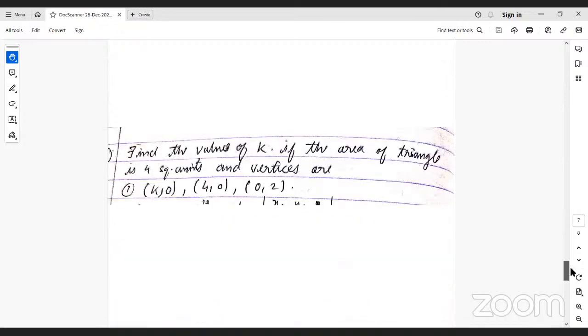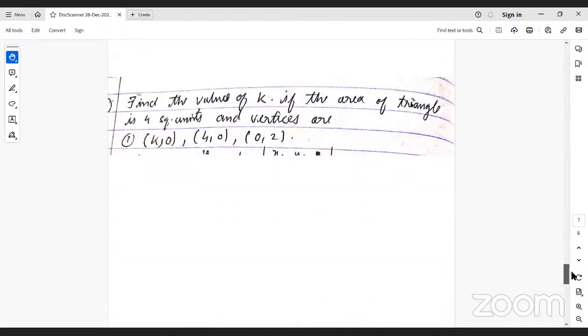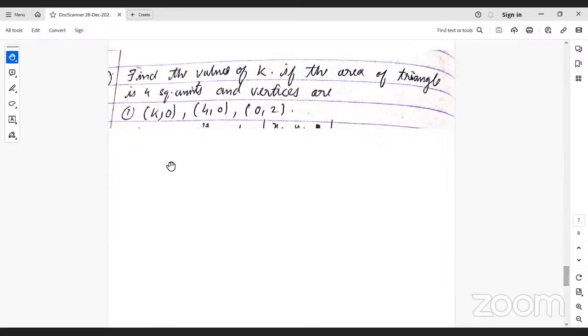Next, the second question now. Find the value of k if the area of triangle is 4 units and the vertices are given. So a similar question is given, but here the area of the triangle is also given to you. So here they are not asking for the area of the triangle, they are asking to calculate k.